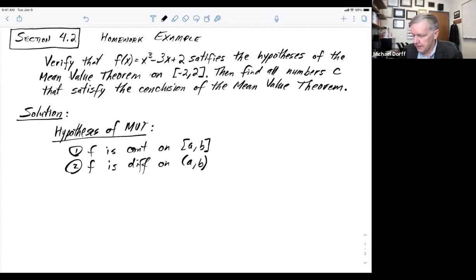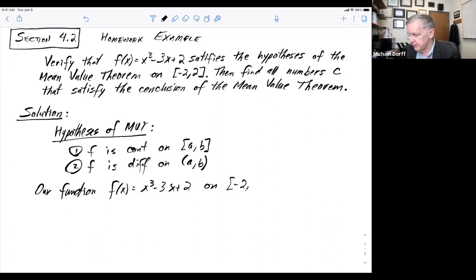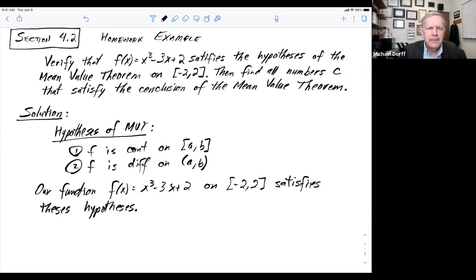Well, our function f here, which is x cubed minus 3x plus 2 on the interval from -2 to 2, satisfies these hypotheses. And why is that? Well, that's true because our function is a polynomial, and polynomials are continuous on every interval, and it's also differentiable on every interval. Okay, so we could say because f is a polynomial.